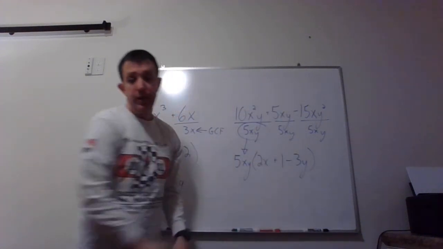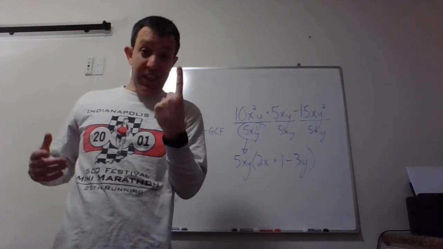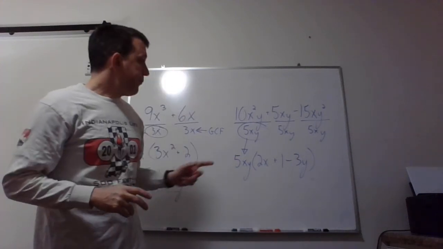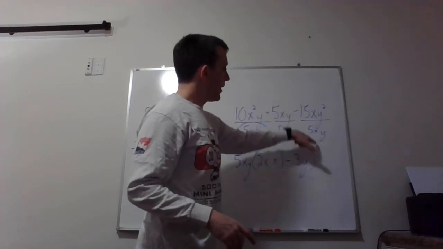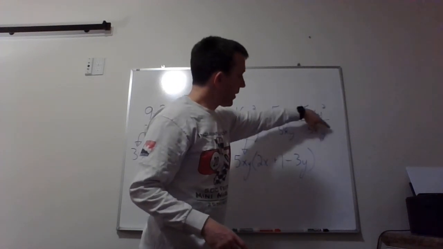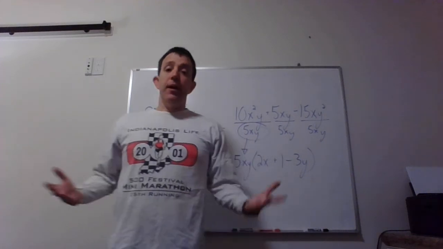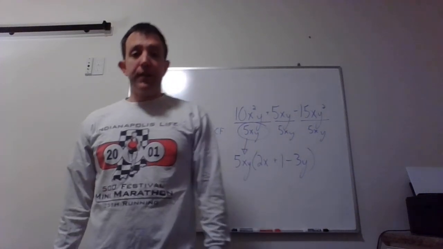Don't lose that 1. Okay, we did the division. It is 1, so you can't lose it. And then finally, negative 15 divided by 5 is negative 3. The x's go away. For the y's, 2 minus 1 is 1. And there we go. That's how you deal with a common factor.